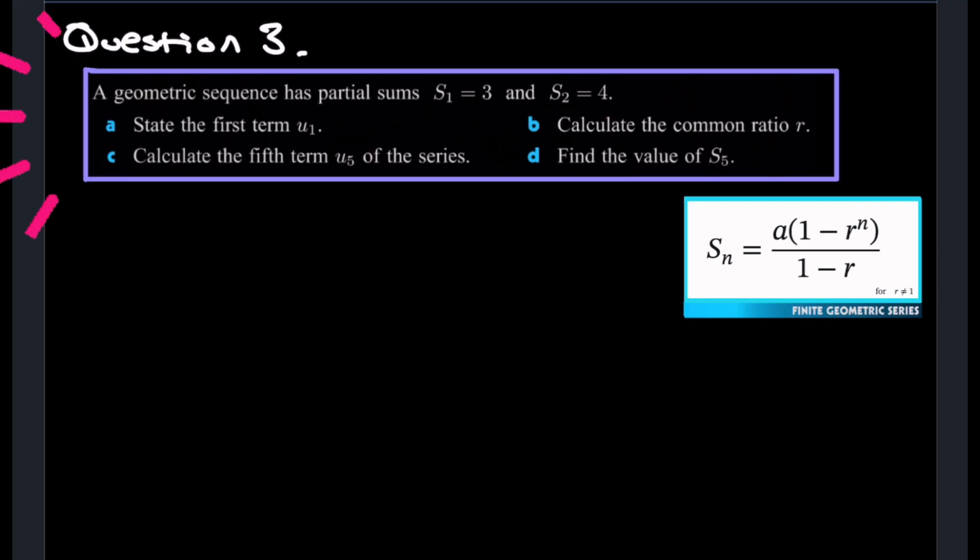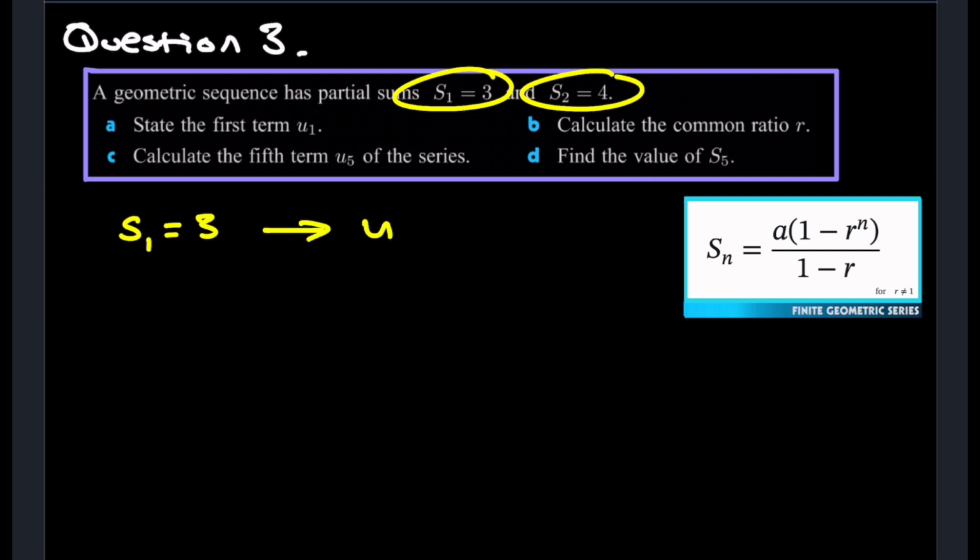So a geometric sequence has partial sums S1 is 3 and S2 is 4. So basically what that means is the sum of the first term is equal to 3. That implies that the first term is actually just 3 itself. If the sum of the first two terms comes to 4, that would imply that the second term must be equal to 1. So it's just a little bit of a strange way of them writing it, but it's seeing if you understand that notation S.